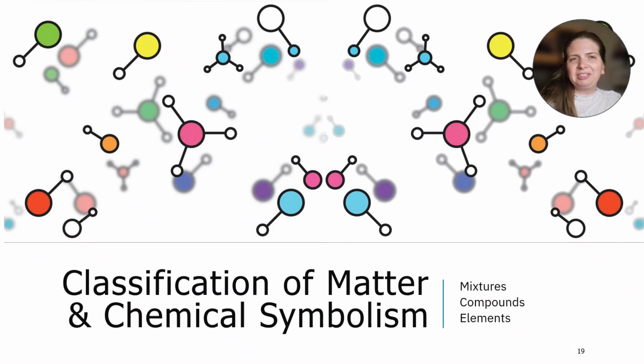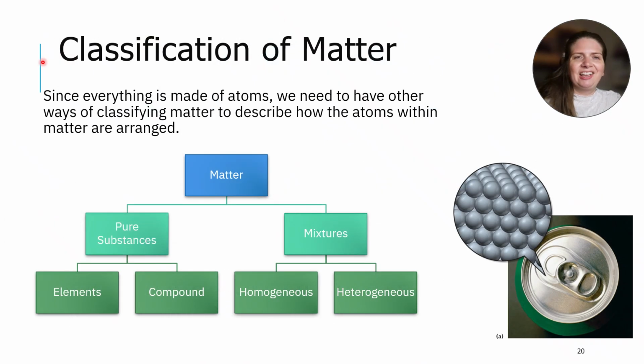In this video, we are going to be learning how to classify matter and reviewing chemical symbolism. Matter is anything that has mass and occupies volume. All matter is made out of atoms. We can classify matter into different categories based on how the atoms within the matter are arranged or connected.